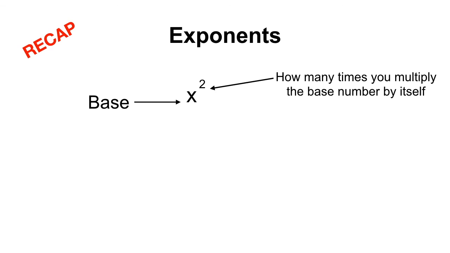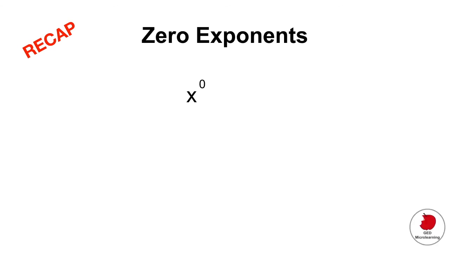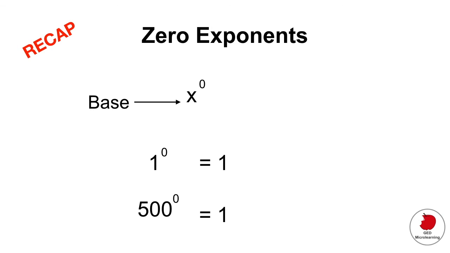Okay, so if you had 2 squared, you would multiply 2 times 2 by itself twice. If you have 5 raised to the 3rd power, you would multiply 5 times itself 3 times, like that. The next thing you have to remember, and this is just a rule that you have to remember, is that anything raised to the 0, a base raised to the 0, whether that's 1, or 500 or 5,000, it's always going to equal 1. Okay, so 1 raised to the 0 is 1, 500 raised to the 0 is 1. That's just a rule you have to remember.